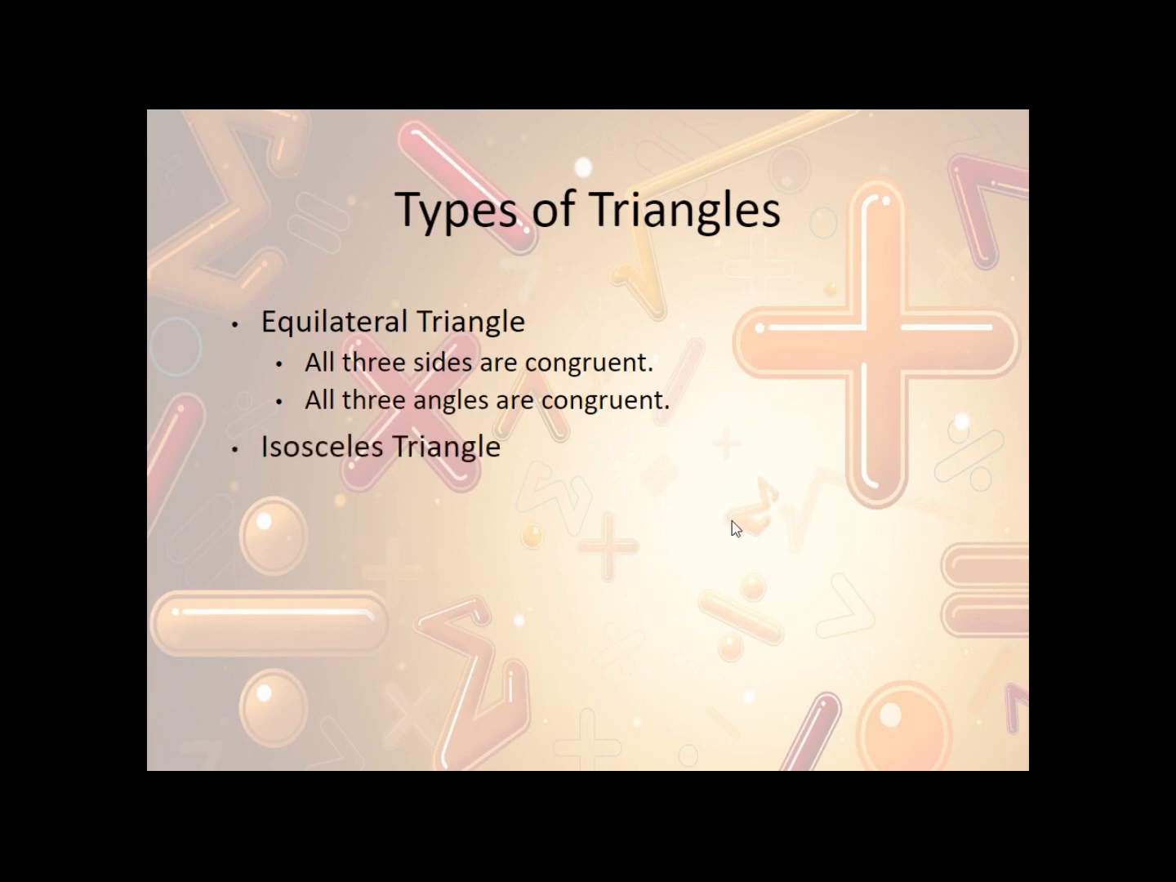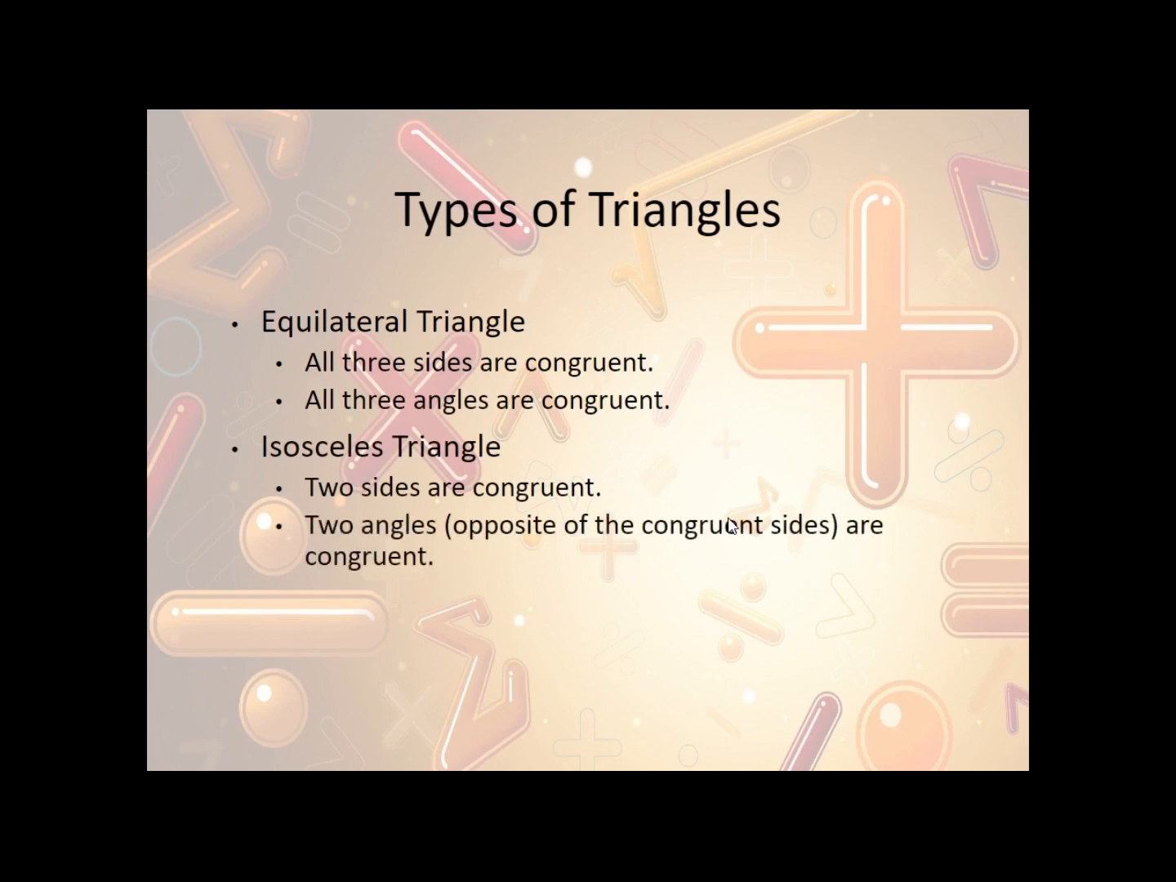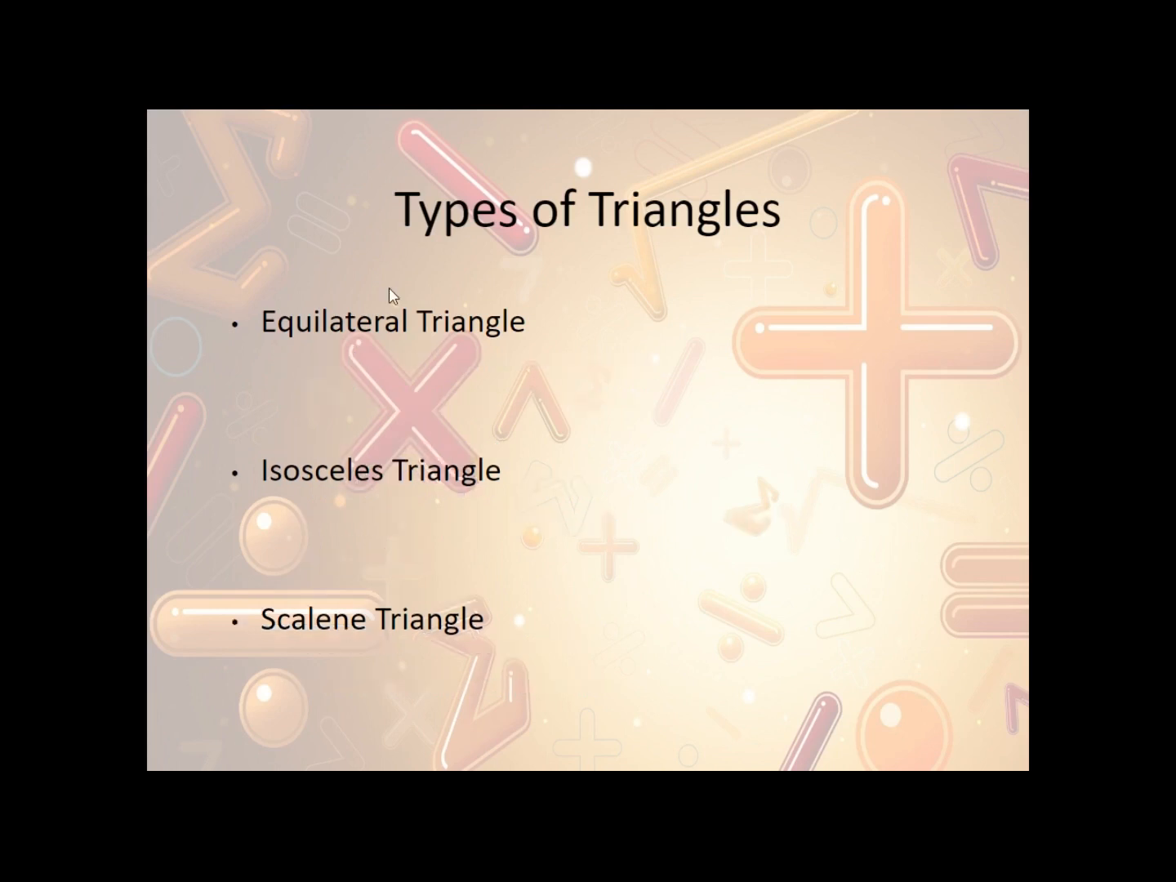Isosceles triangles have two sides congruent and two angles that are opposite of those sides congruent. And then lastly, we have a scalene triangle where no sides are congruent and no angles are congruent. So what do these look like? Equilateral, remember, is all sides congruent, all angles congruent. So it looks like this. So all the sides are the same and all the angles are the same.